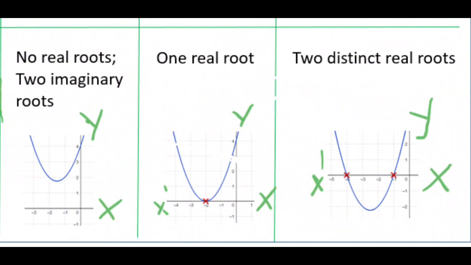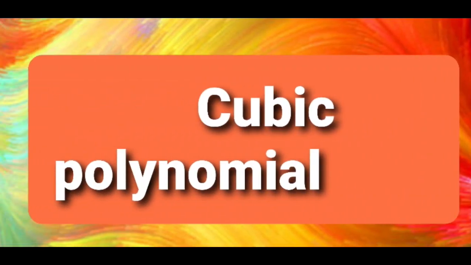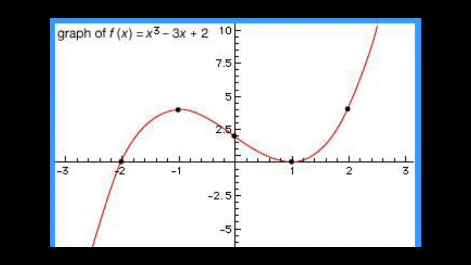Okay, next we are moving to cubic polynomial. Yes, you tell me, dear children. Cubic means its degree is 3, so there will be a maximum of 3 zeros. Okay, here is a graph. See this one, dear children.